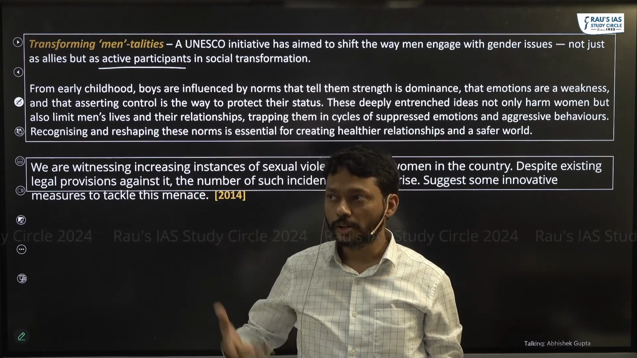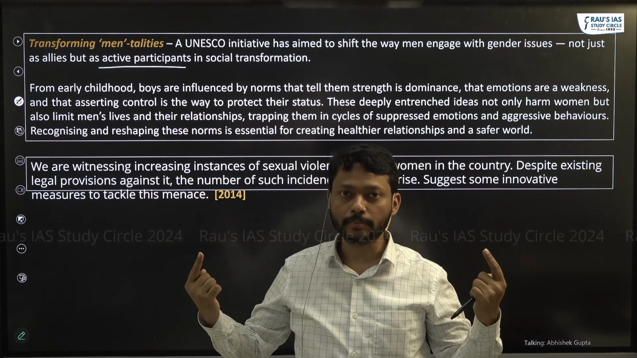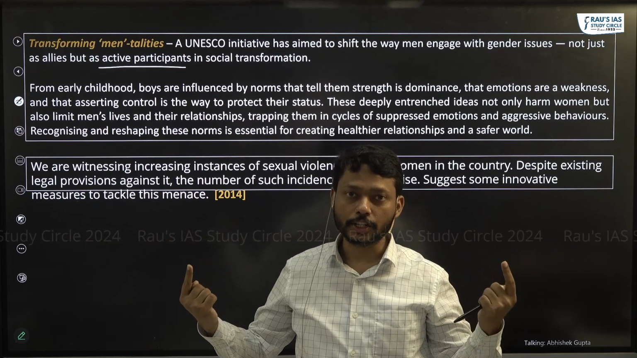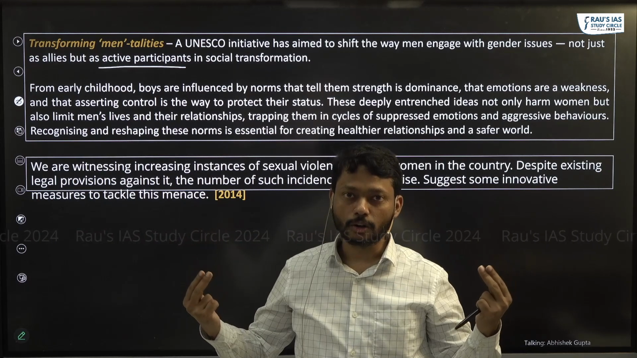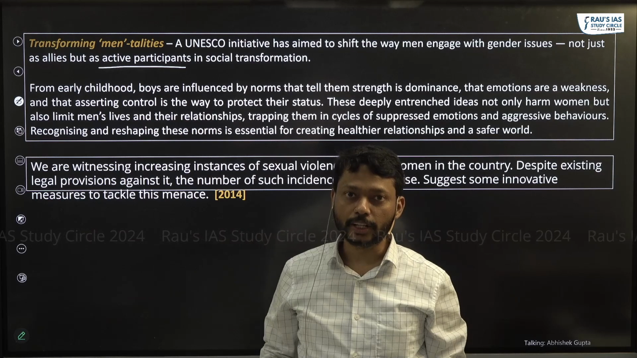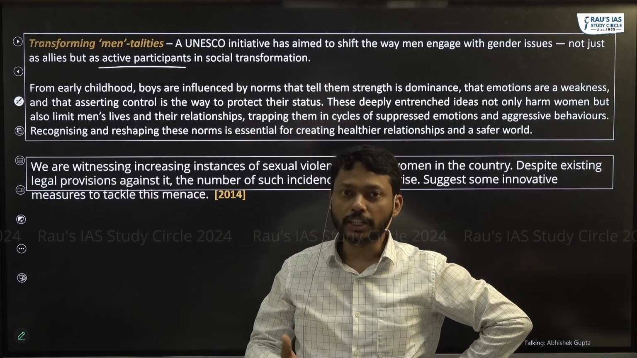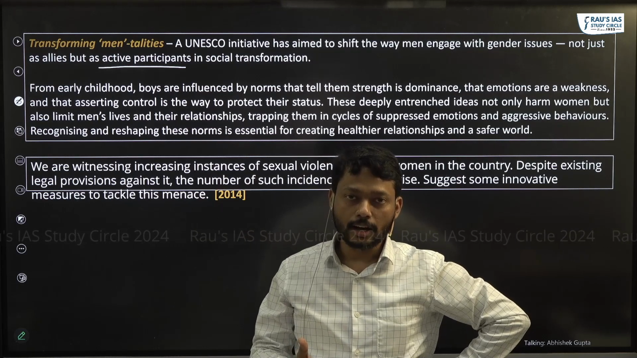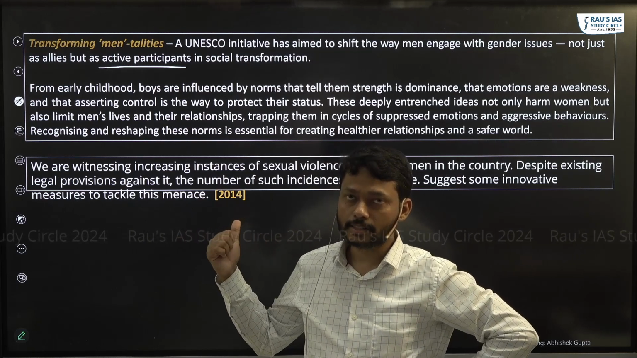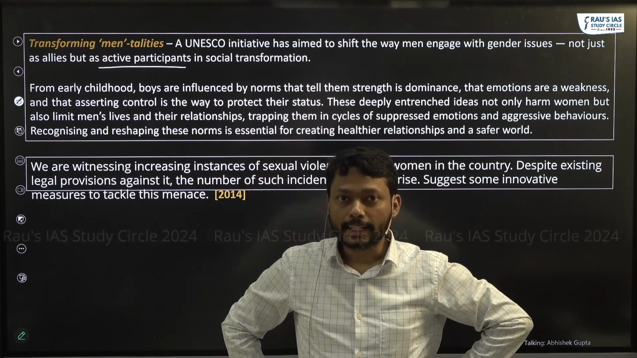Not just to protect the rights of women, but for themselves to become rational, moral creatures, for the enhancement of their own character. And side by side, that will obviously help in the protection of the rights of women as well. The article discusses some of the initiatives in India and how they have helped in this discourse of transforming the mentalities of men.